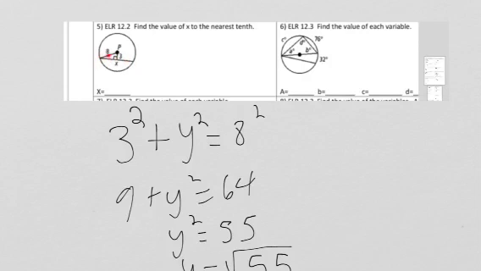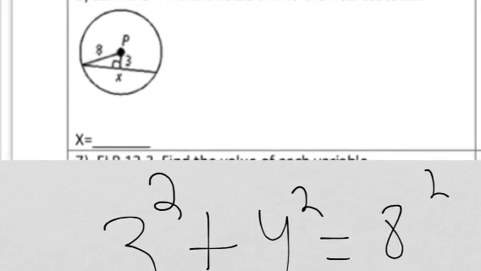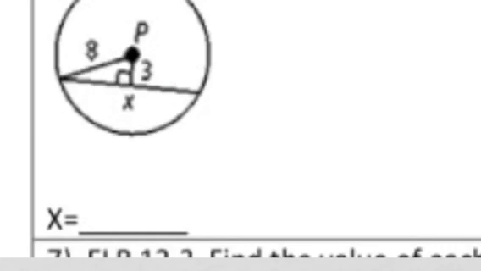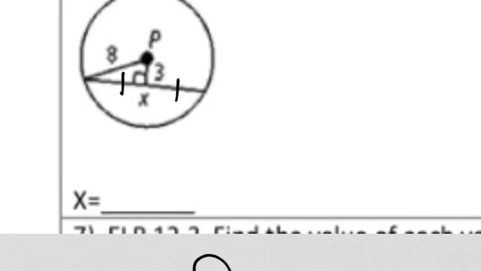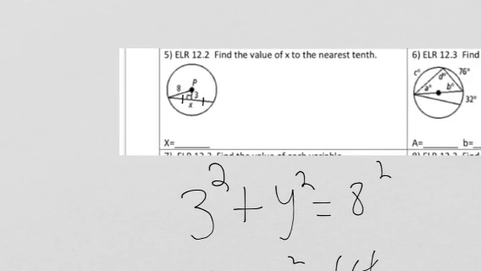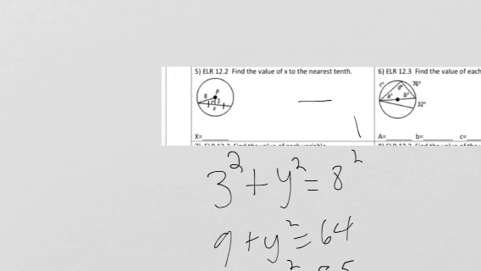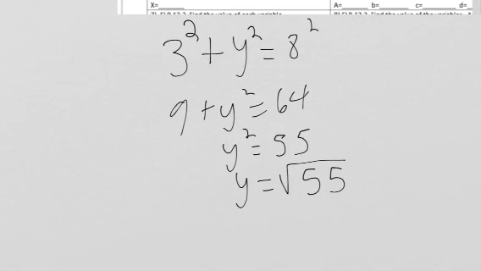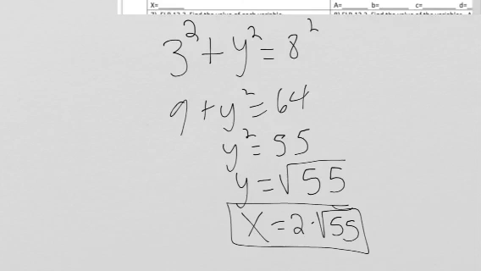But then we have a nice chord here, and that chord is being intersected by a line coming from the center that is perpendicular. So then we know that this line bisects the chord, this perpendicular bisector. So then if we're looking for the whole x value, we should take 2 times root 55. Okay, so now type that into a calculator and round it to the nearest tenth.